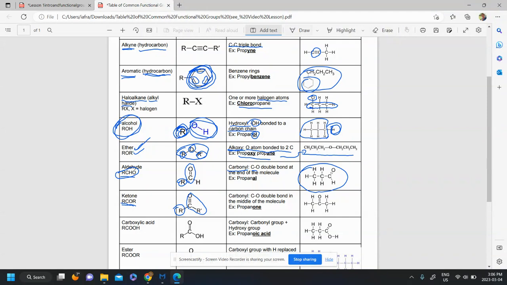Is the C double bond O, and then if there's an H here, then that makes it an aldehyde. But if there's an R here, that makes that a ketone. And so here you can see C double bond O is somewhere in the middle of the chain rather than being at the end of a chain. And so that makes this a ketone instead. So it's still a carbonyl group. It's still the same functional group, but the location of the functional group actually gives you a different class.